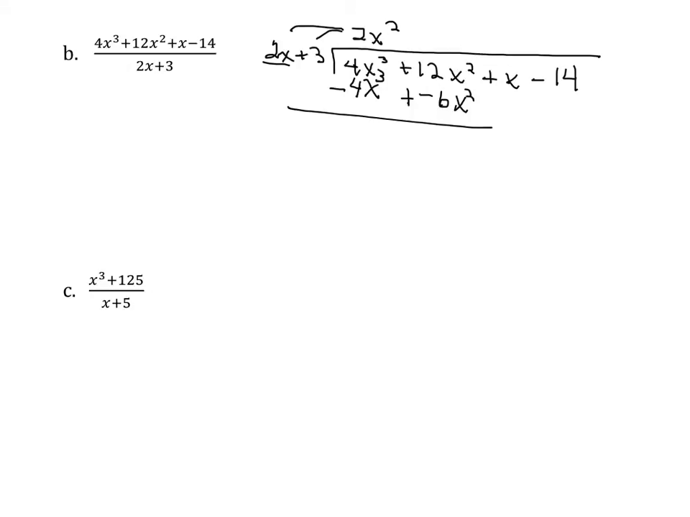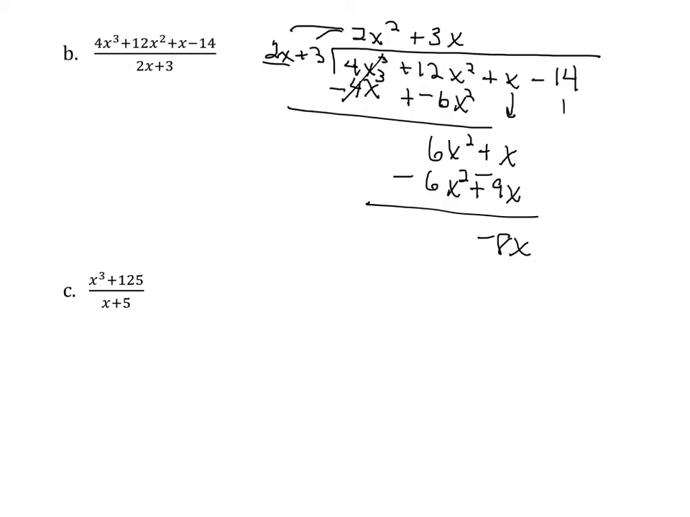The 4x cubes will add out. And then we get 6x squared, bring down the x. Then we start again. 2x goes into 6x squared a positive 3x times. 3x times 2x is 6x squared. Again, I must multiply the 3x times the 3, and we get 9x. Change the signs. Negative 8x, bring down negative 14.